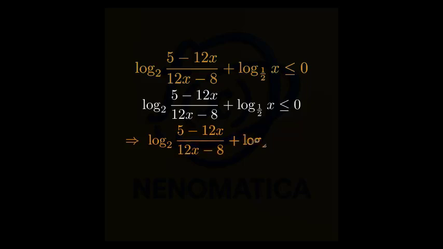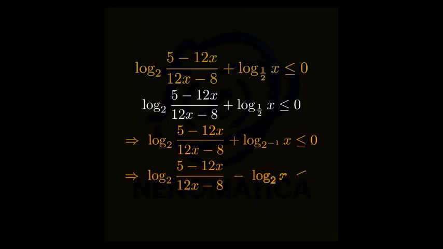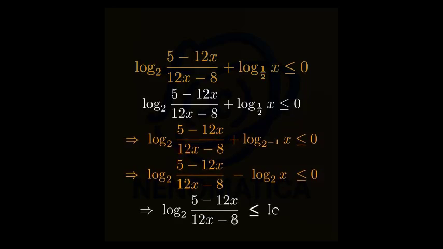Next, rewrite the base 1/2 as 2 to the power of minus 1. That gives log base 2 to the minus 1 of x. Using the property log base a to the power k of b equals 1 over k times log base a of b, we get minus log base 2 of x. Now move the minus log base 2 of x to the right side. This is equivalent to saying the left expression is less than or equal to log base 2 of x.